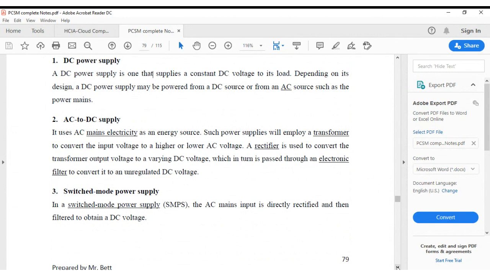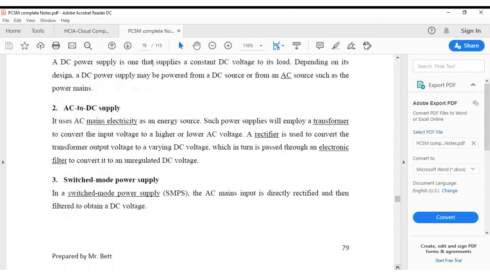Then inside that power supply, we have a rectifier. A rectifier is used to convert the transformer output voltage to a varying DC voltage, which in turn is passed through an electric filter to convert it to an unregulated DC voltage.